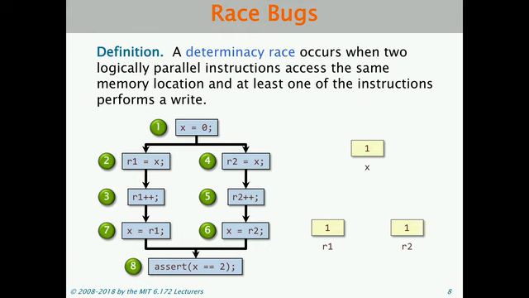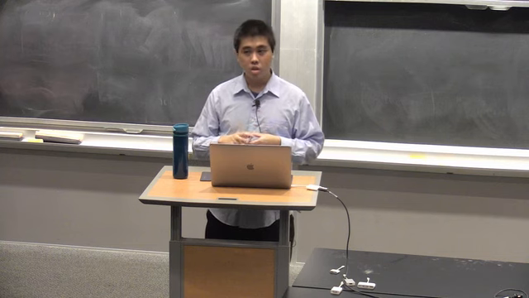One of the nasty things about this example is that the race bug doesn't necessarily always occur. So does anyone see why this race bug doesn't necessarily always show up? Yes?